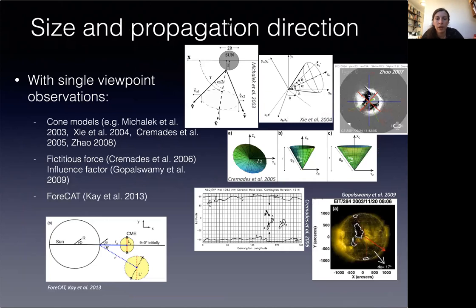2018. Oops, sorry. Other methods to assess propagation direction are those based on a fictitious force, like those proposed by Cremades et al. and Gopalswamy et al. Or the forecast model, which is kind of similar, but with a higher degree of difficulty, complication.